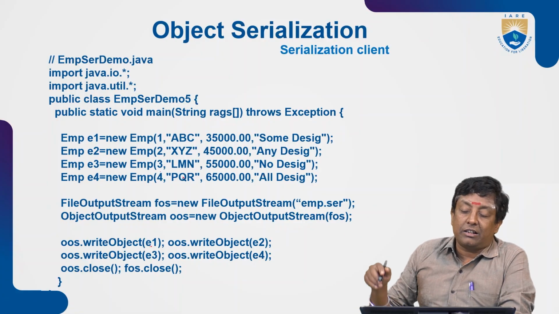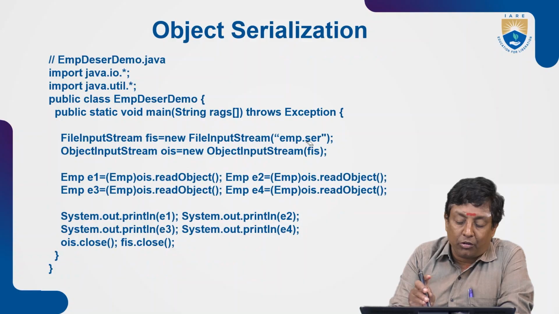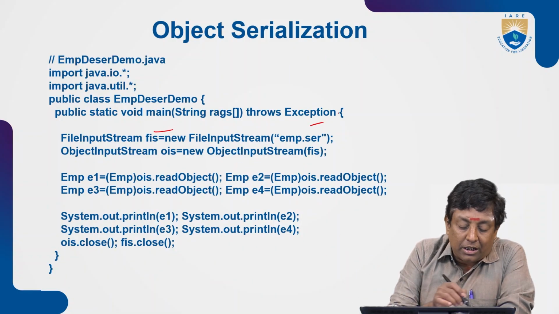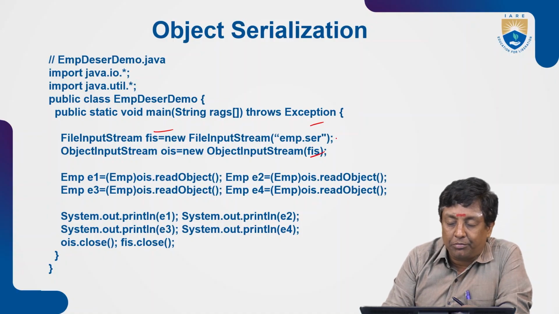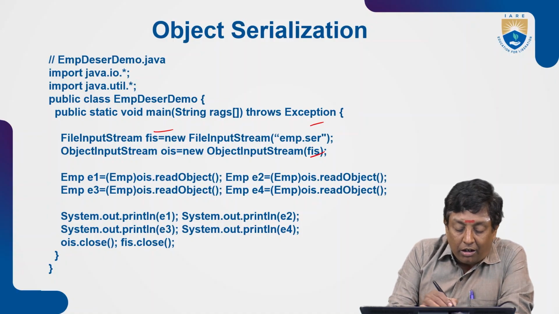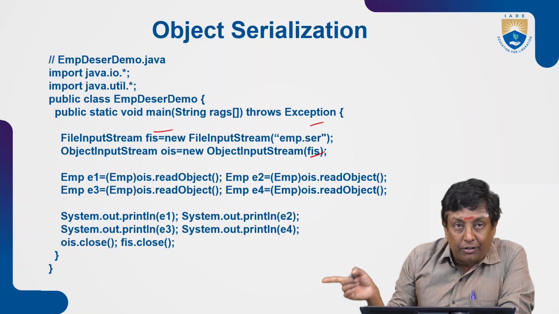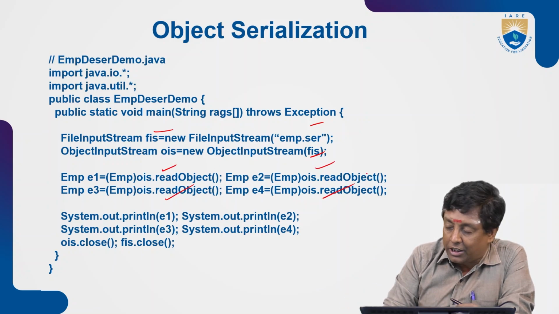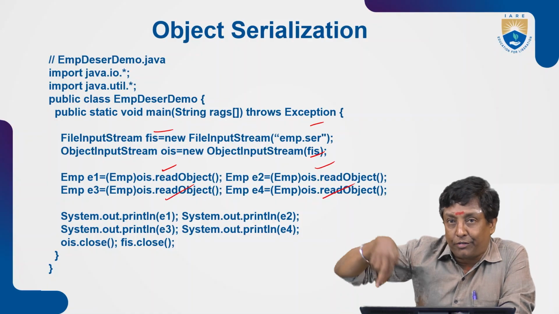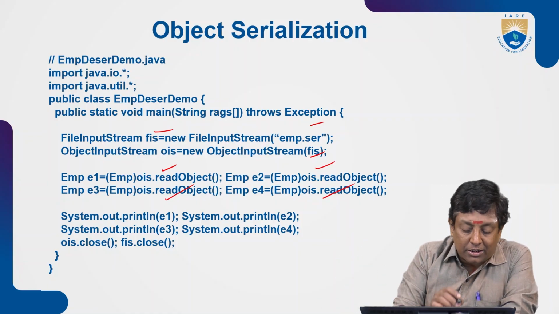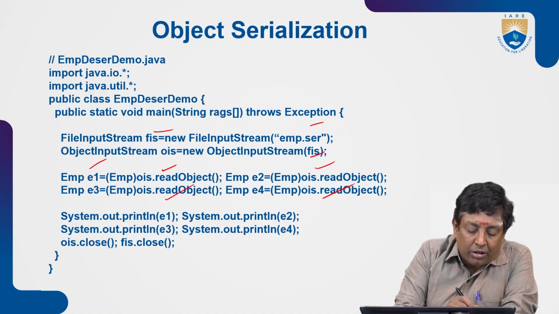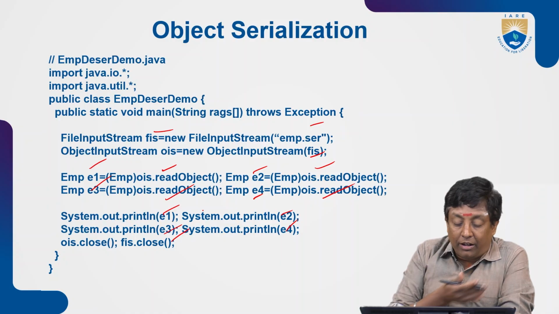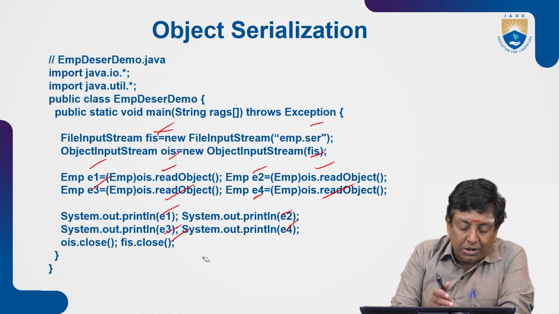Next is the deserialization program. In this program, I am doing the opposite. FileInputStream is pointing to the employee.serializable file, and ObjectInputStream is pointing to FileInputStream. How many objects have we written to the file? 4 objects. So 4 times we call readObject on ObjectInputStream. Each object coming from the file, we know it is an Employee object. We are typecasting into Employee, taking into 4 references, E1, E2, E3, E4. We are printing all the 4. Finally, ObjectInputStream is closed and FileInputStream is closed.